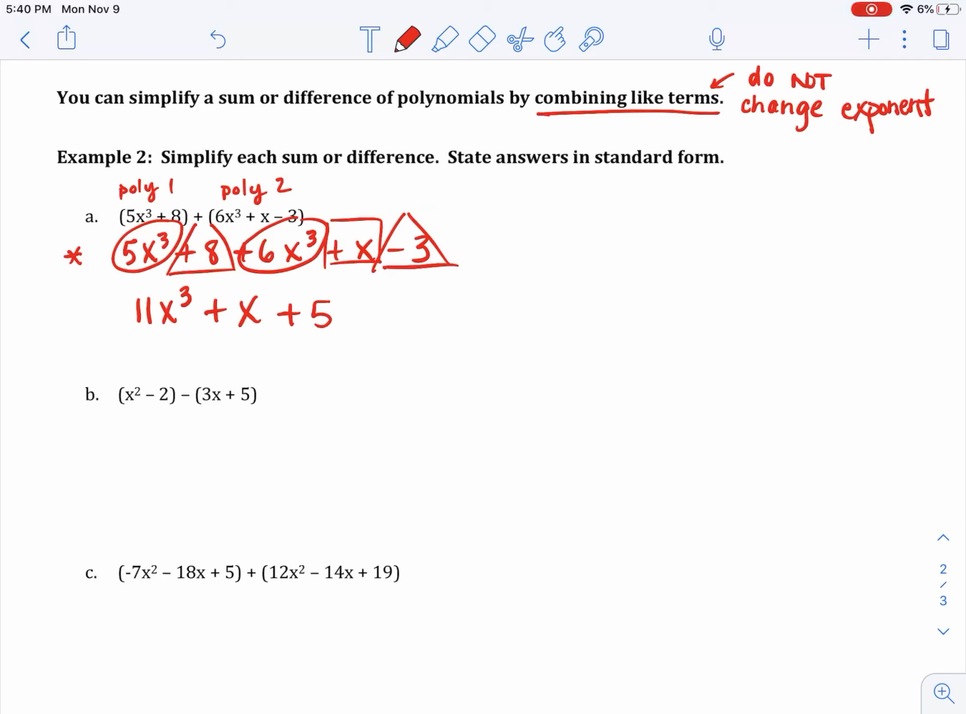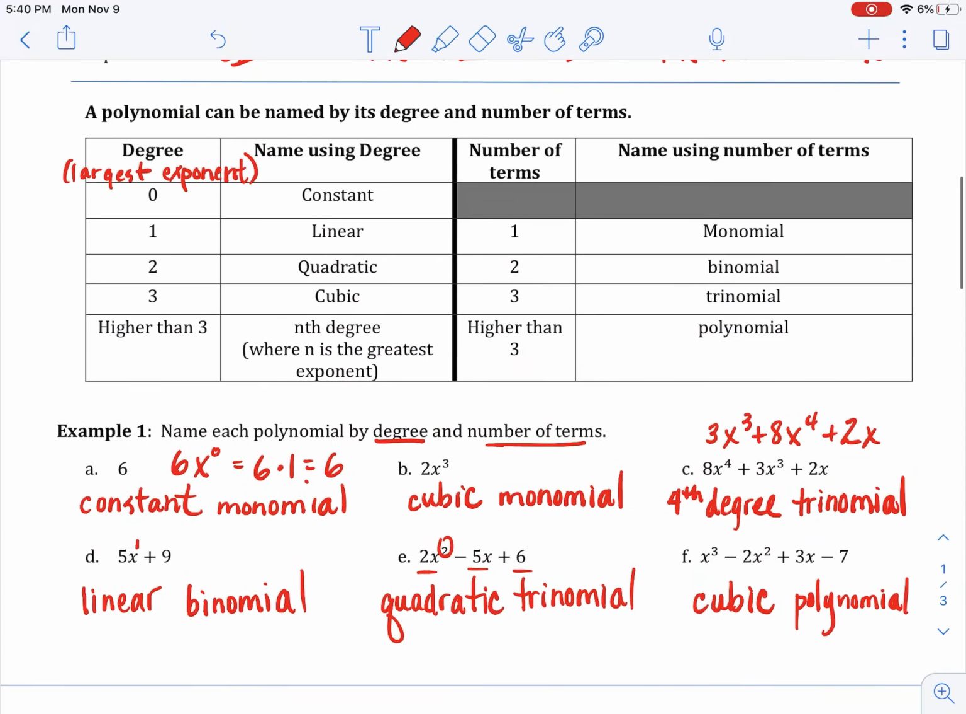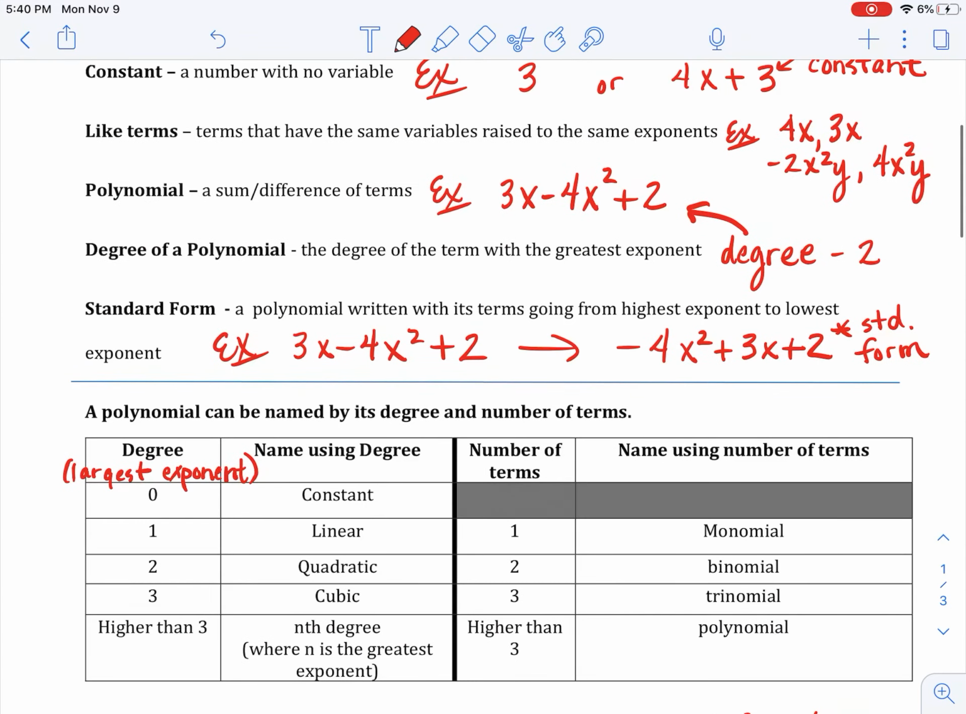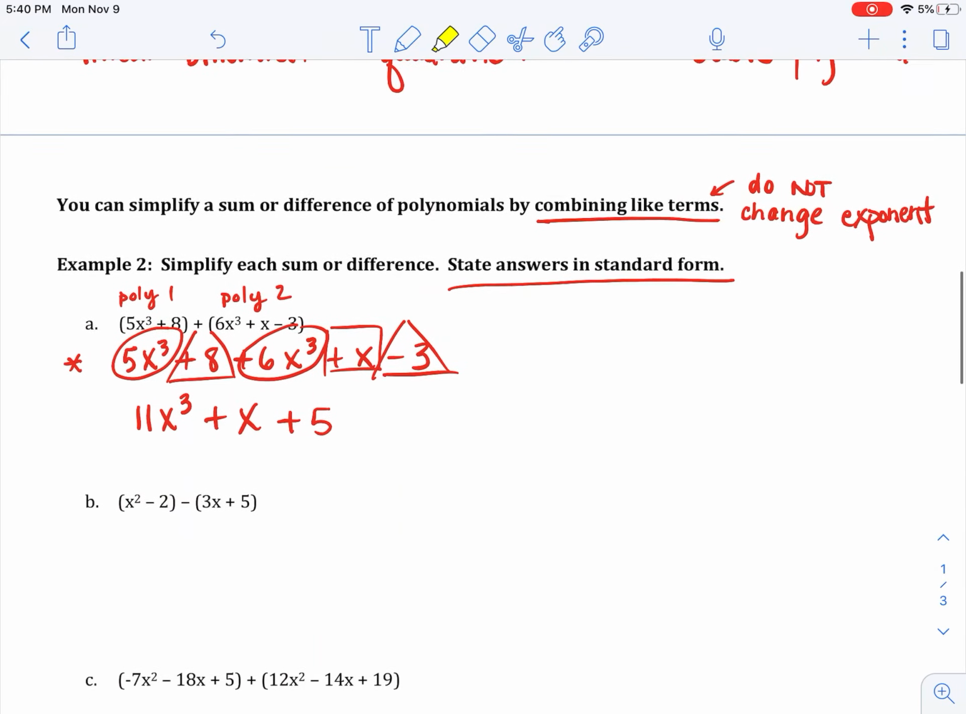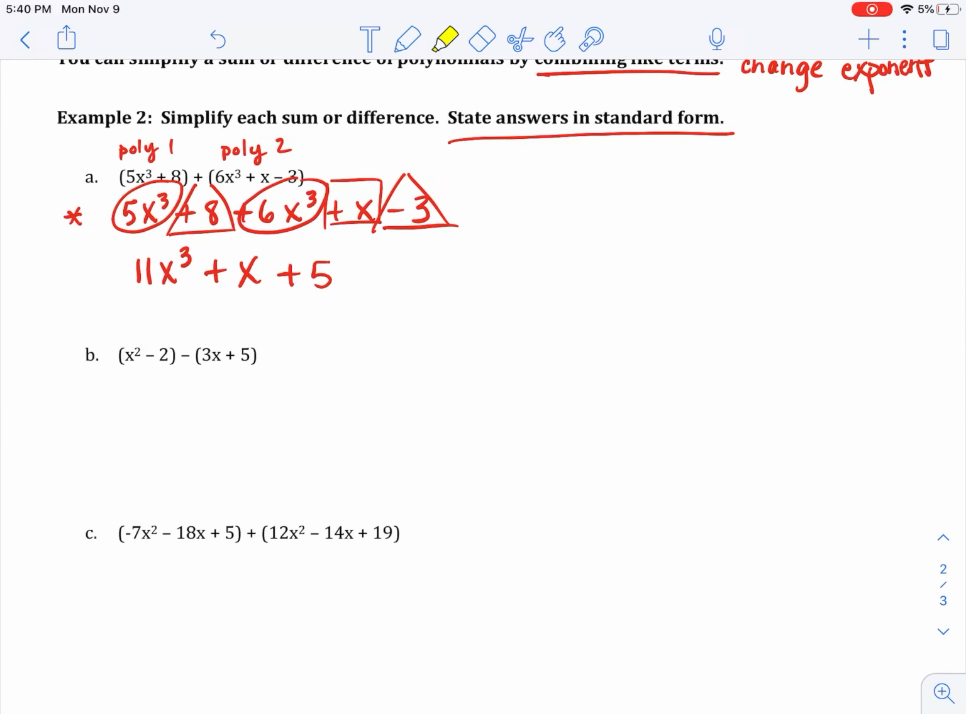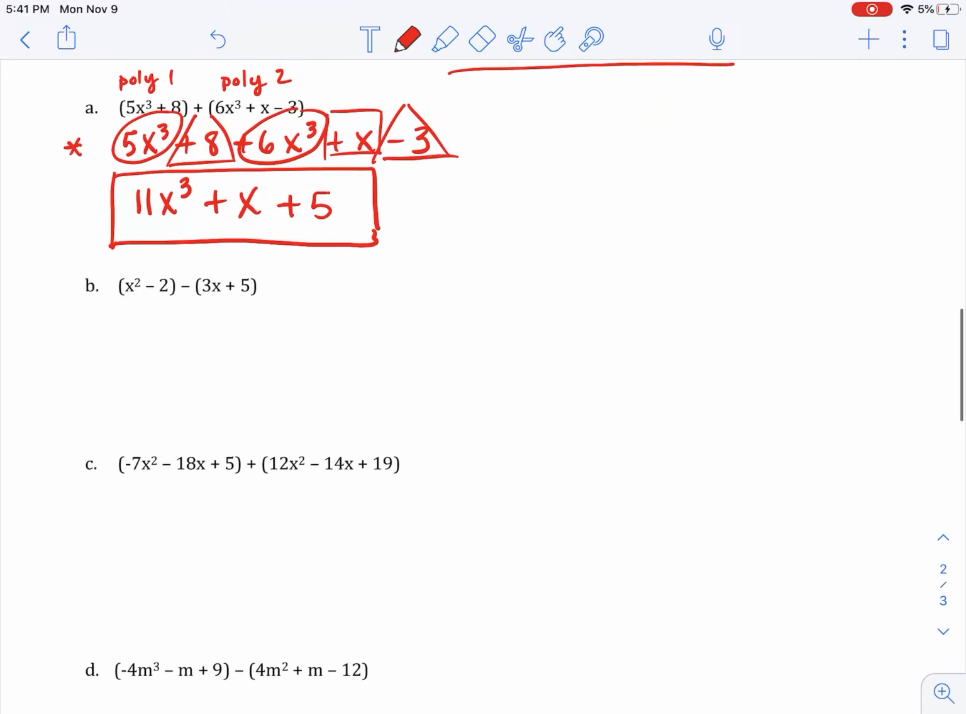And that's what's called stating your answers in standard form. Remember, that's what it said on the front of the notes. When we're stating answers in standard form, we want the polynomial to be written with the terms going from highest exponent to lowest exponent. And so you should get in that habit of always writing your answers in standard form. I had the highest exponent first in this problem, then the invisible 1 exponent, and then you always end with the constant because its exponent is an invisible 0.